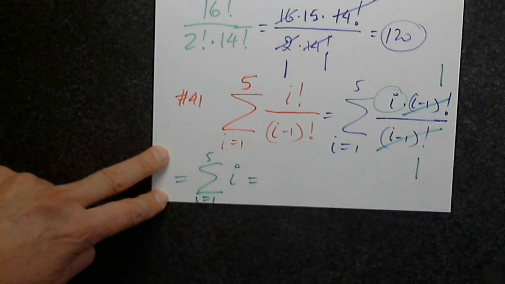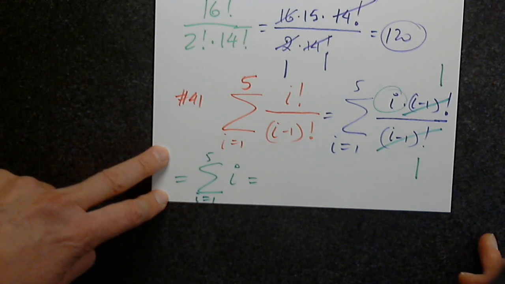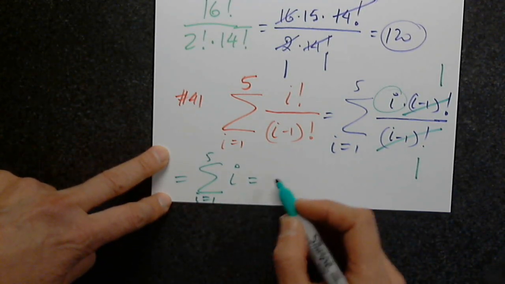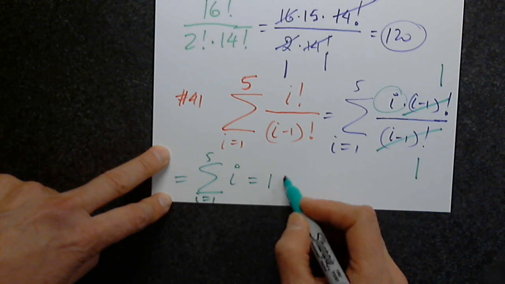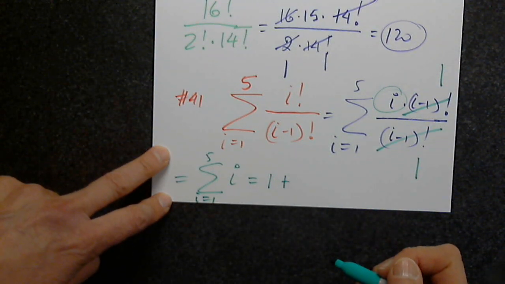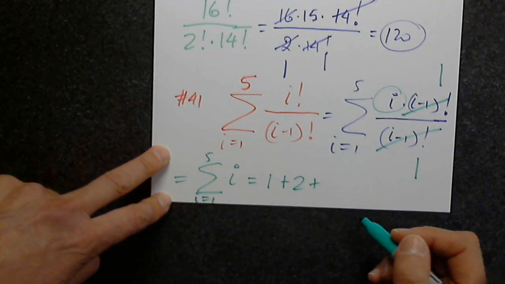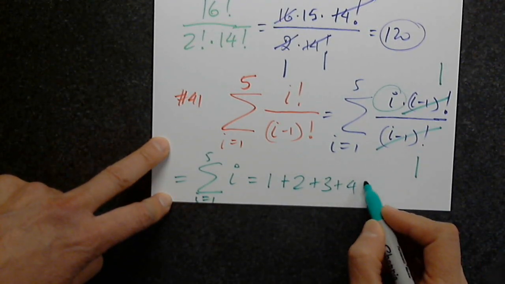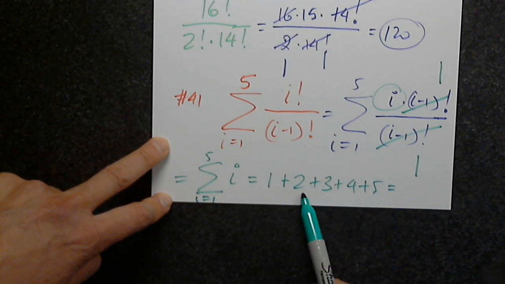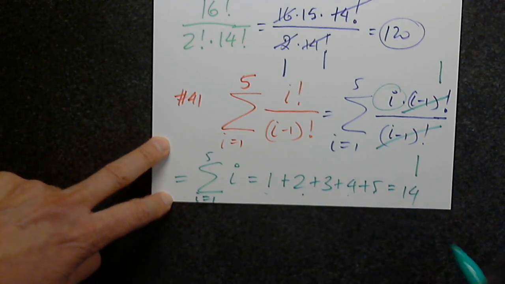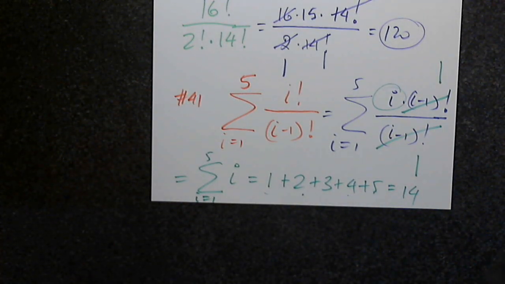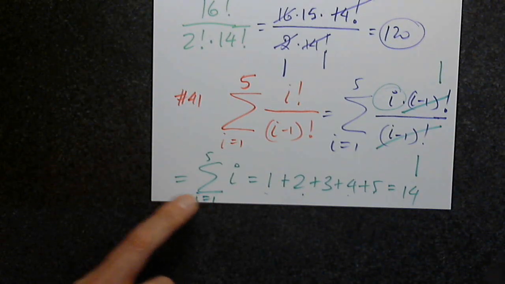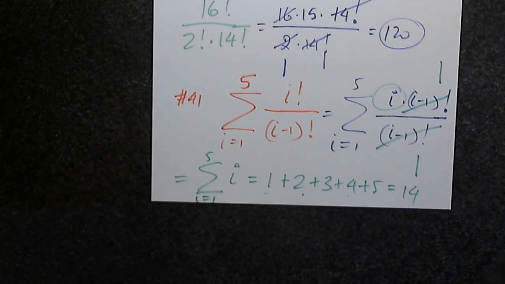When I list the terms, i has to go away. When i is 1, what do I have? 1. 1 plus. When i is 2, what do I have? 2 plus. 3. Yes? 4. Yes? Indeed. So 5 plus 5 is 10, 14. Because it's just i, that just means that we just add it. The summation notation says add. Correct. Yes.